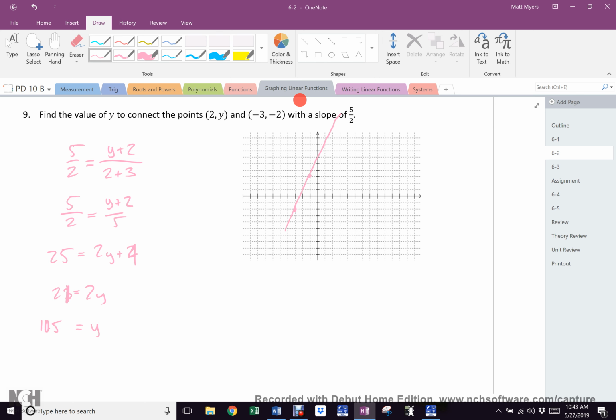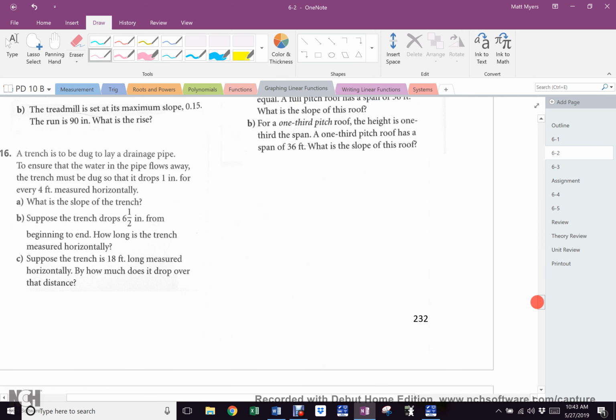Is everybody cool? What way always works, regardless of the graph? Algebra. So should you know how to do it? Yeah. Everybody cool? All right. Your job, page 232.